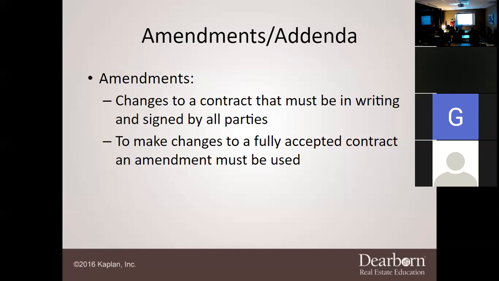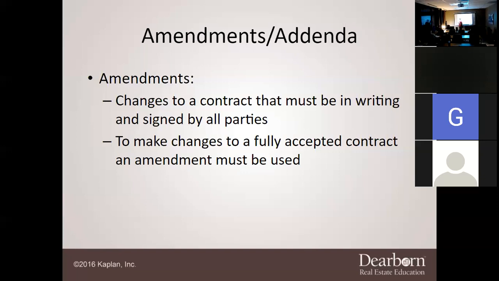Very key there. To make changes to a fully accepted contract, an amendment must be used. Okay? So what happens in this particular situation is if Jared, you're in a contract and your client tells you, for example, client says, you know what, Jared, I wanted to end up having 7 days, but instead I need 10 days. The contract's already signed, you've got to do an amendment. You see what I'm saying? And all parties must sign it, not just one person. All parties have to sign it.